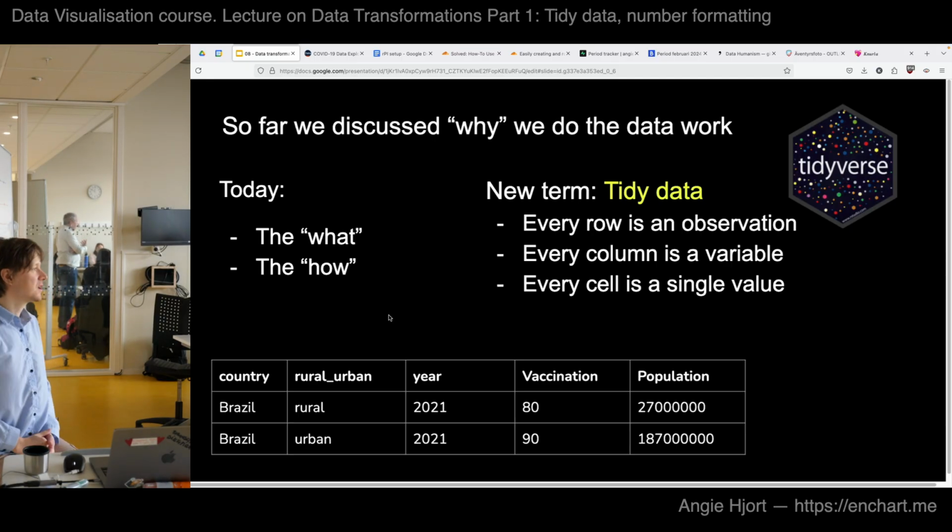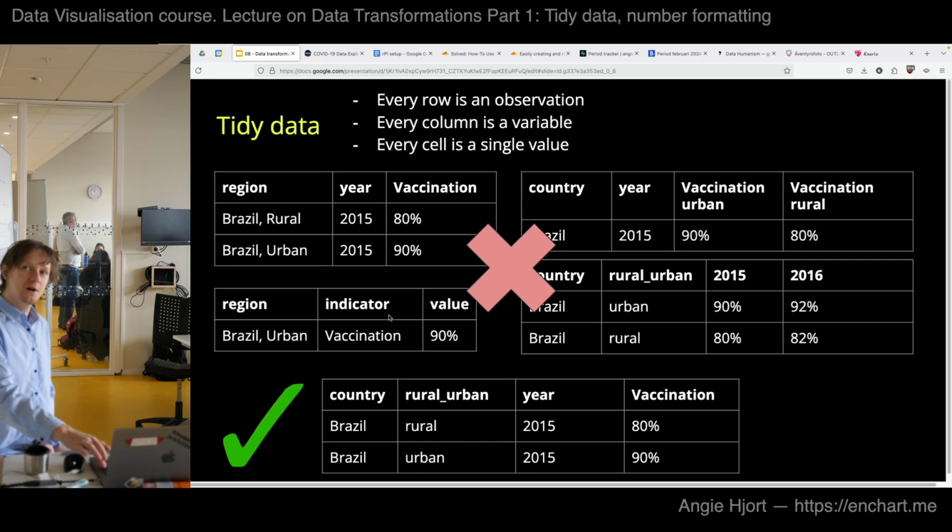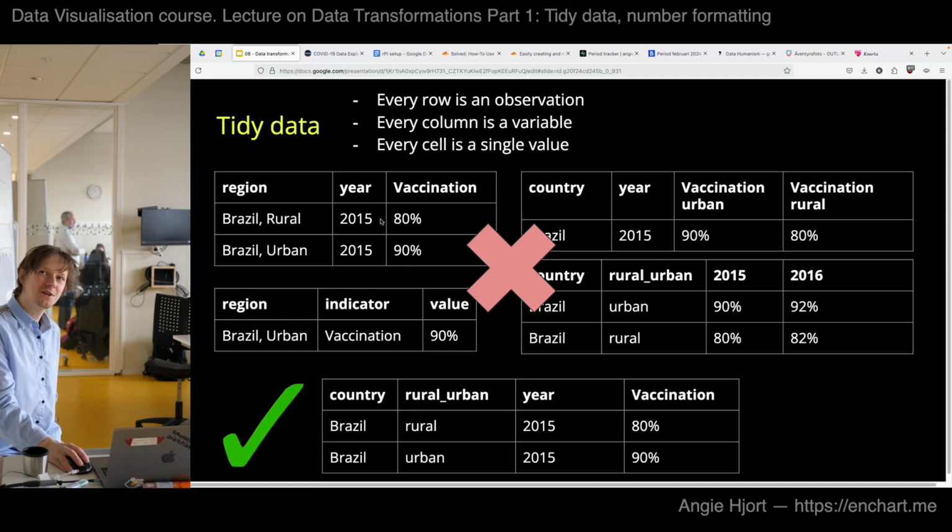Here is an example of a data set that is tidy. Let's look at some examples when the data set is not tidy, and can you please tell me why they aren't? Let's start with the first example here. Why is this not tidy? Which rule is broken? The last one, the third one. Yeah, so two values here in one cell.